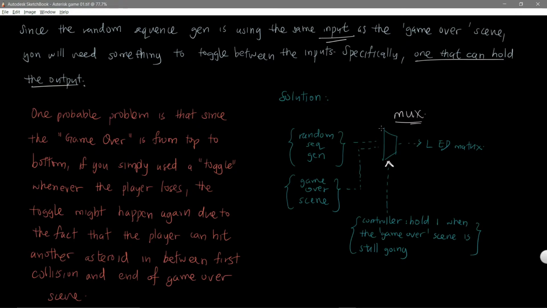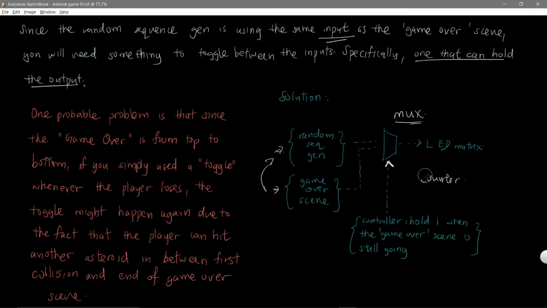Why? Because once you crash, it toggles here, right? It toggles to the game over scene. If you use just a simple counter here, it toggles to a game over scene. But then if you crash again during the game over scene, it's going to toggle back to the random sequence generator scene. And that's not what we wanted. We want the game over scene to completely run over what's designed, right? What's pre-recorded in the ROM. We want the message to be presented completely.